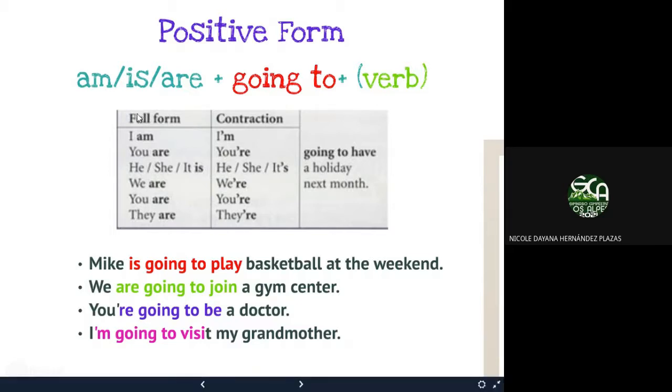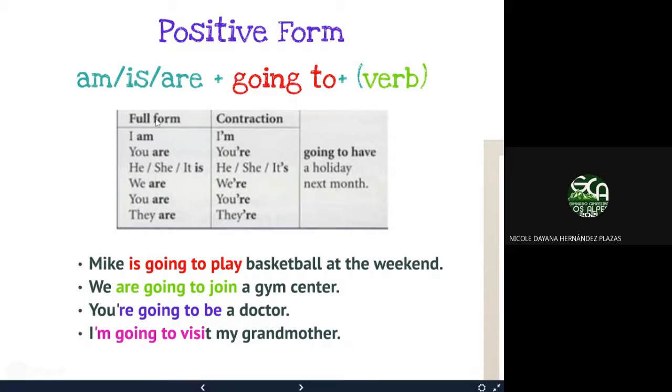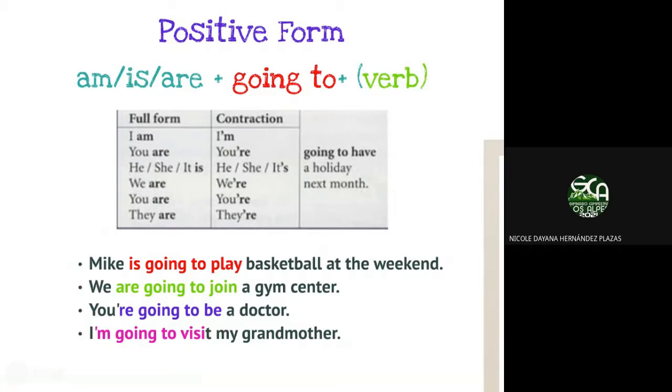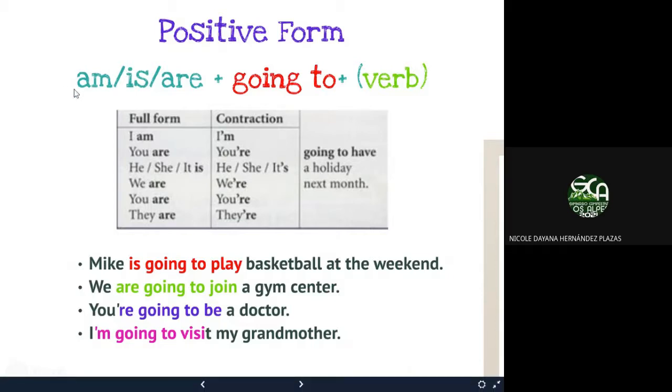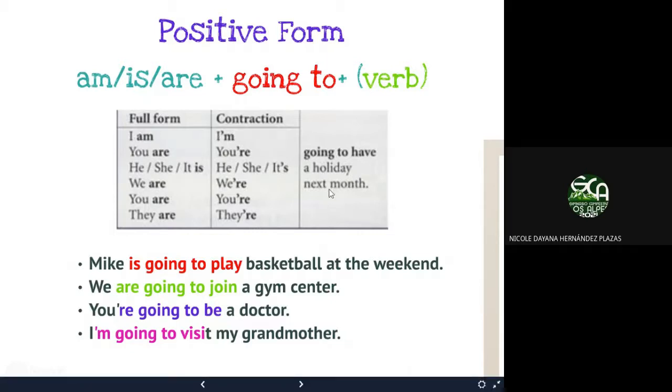Let's take a look to this chart. In English, babies, you have something that is called contractions. The contractions are the shortest forms of the sentences. So look at this. Remember, subject, verb to be, going to, verb, and the complement. So in the full form, you can say, I am going to have a holiday next month. In the contraction form, you can say, I'm going to have a holiday next month.